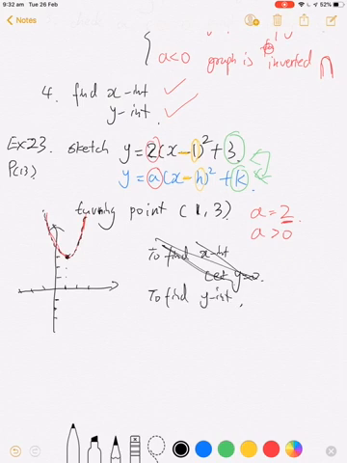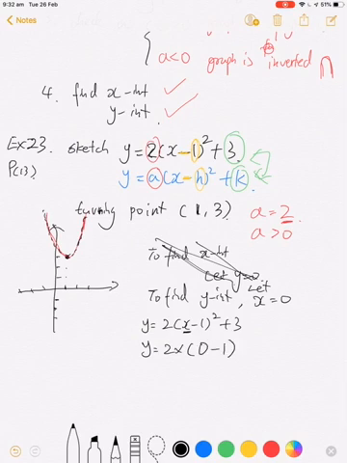To find the y-intercept, we let x equal to 0. So now coming back to the formula, originally we have y equal to 2 times x minus 1 to the power of 2 plus 3. Now let x equal to 0, so y will be equal to 2 times 0 minus 1, and then to the power of 2, plus 3.